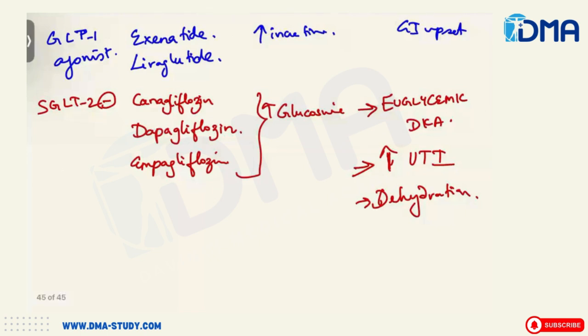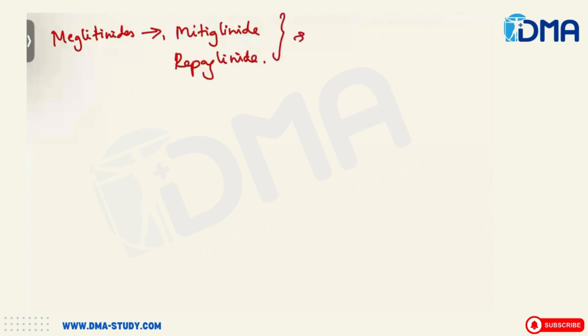Meglitinides are remaining. Meglitinides. Examples of this drug are repaglinide and nateglinide. This helps in increasing the insulin by stimulating the pancreas. Of course, the adverse effect of this drug would be hypoglycemia.